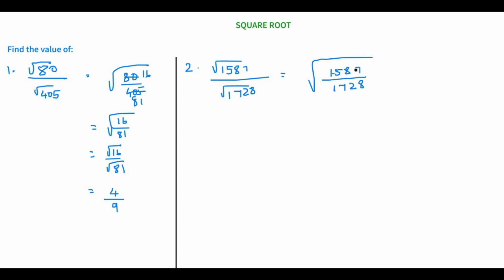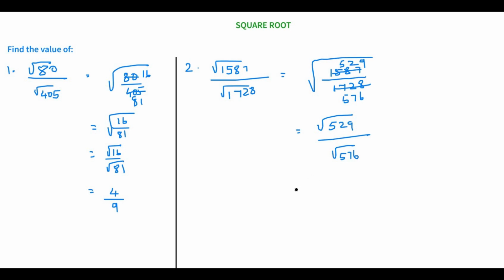So 1587, when divided by 3, we get 529, and 1728 divided by 3, we get 576. Now we see 529 and 576 are square numbers, so we will again separate them. Let's separate the square root: square root of 529 divided by square root of 576.